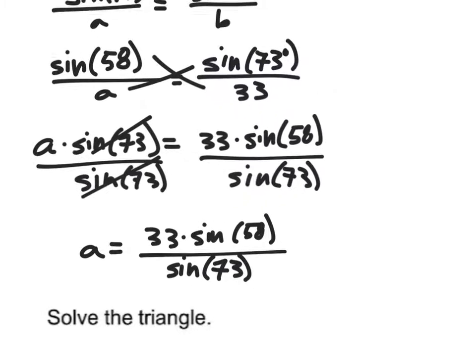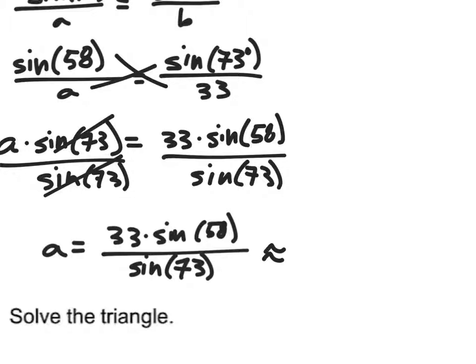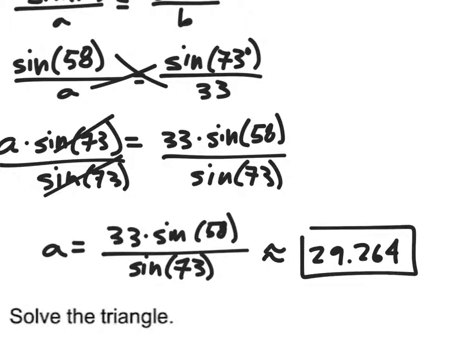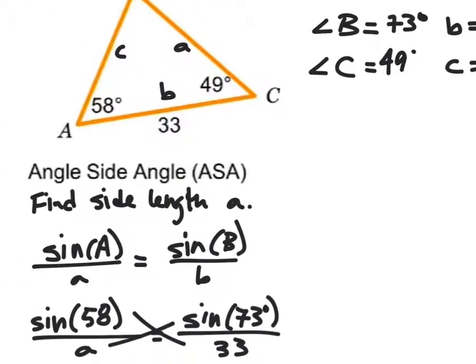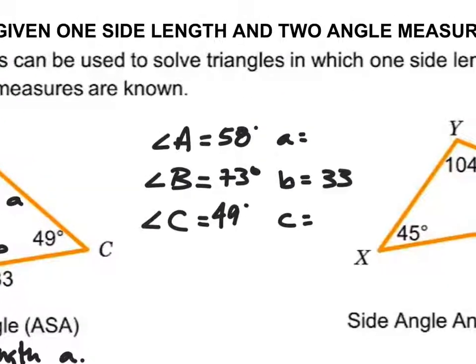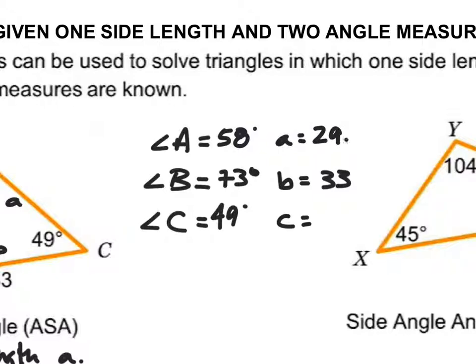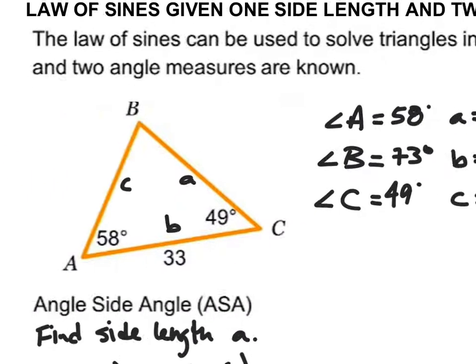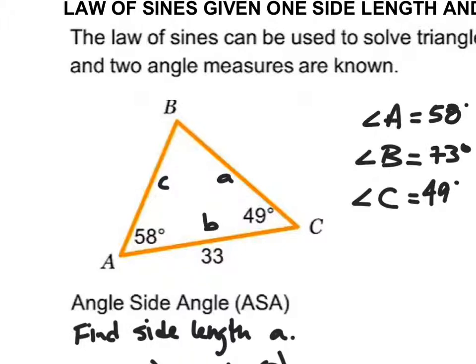Once you plug all that in, you get an approximate value. Let's round to 3 decimal places for now. This is going to be 29.264, which is 3 decimal places. And that's that side length. So side length A is 29.264, and that's the side length here. Let me color that a different color. The last thing we need to find is side length C.